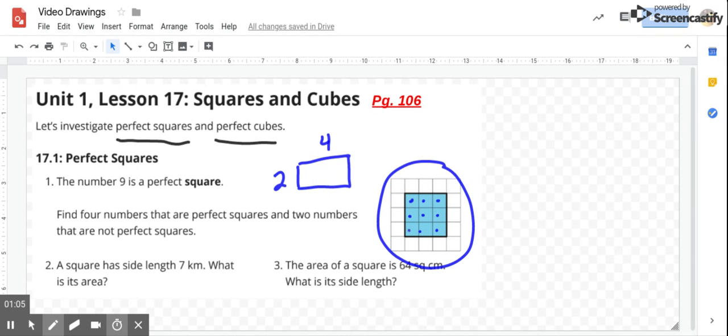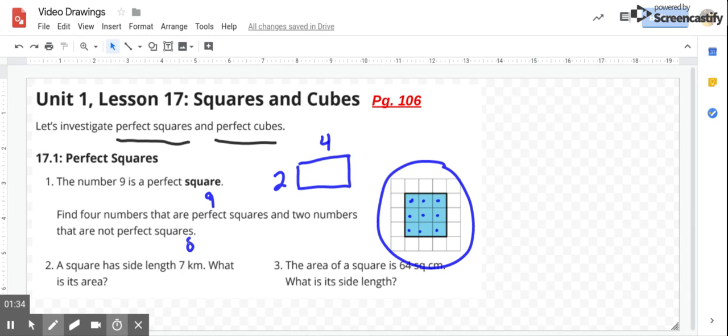The first question I have is, can you find 4 numbers that are perfect squares and 2 numbers that are not? So we already know 9 is a perfect square. And we know 8 probably isn't, like this one here, because it's a 2x4. 8 is not a perfect square. Can you find 4 other numbers that are perfect squares and 2 numbers that are not? Then I want you to try to answer questions 2 and 3.